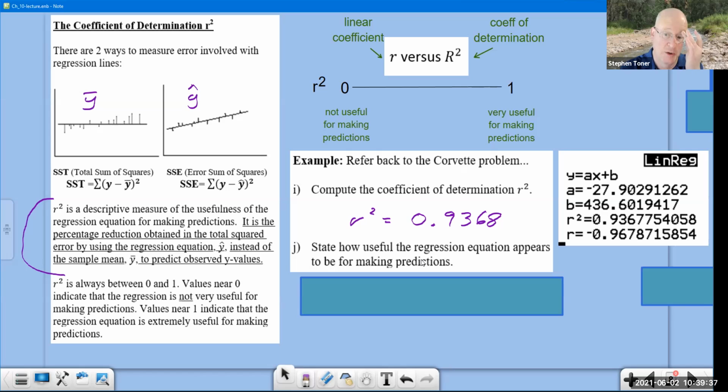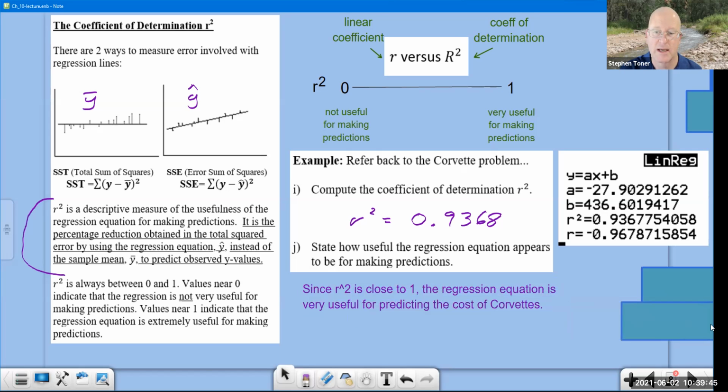And state how useful it is. Now, 0.93, we look at where it is on the continuum, and it's pretty close to positive 1. So we are going to say, since r squared is close to 1, the regression equation is very useful for predicting the cost of Corvettes. This will be something you will be wording for me in words. It will not be multiple choice. So you need to give me a reason, such as it being close to 1 or not close to 1.